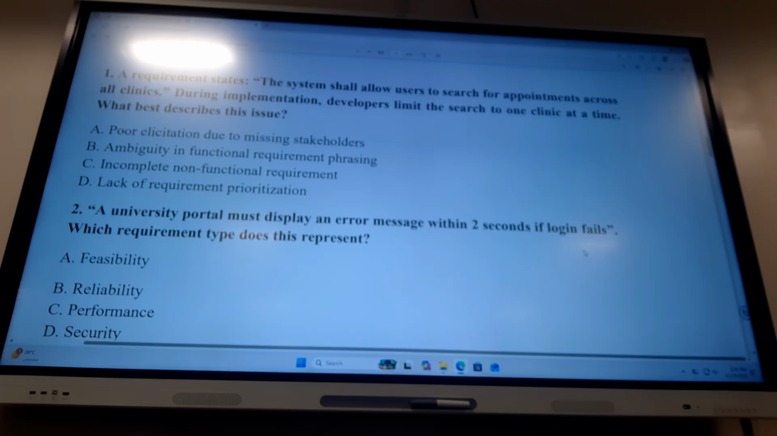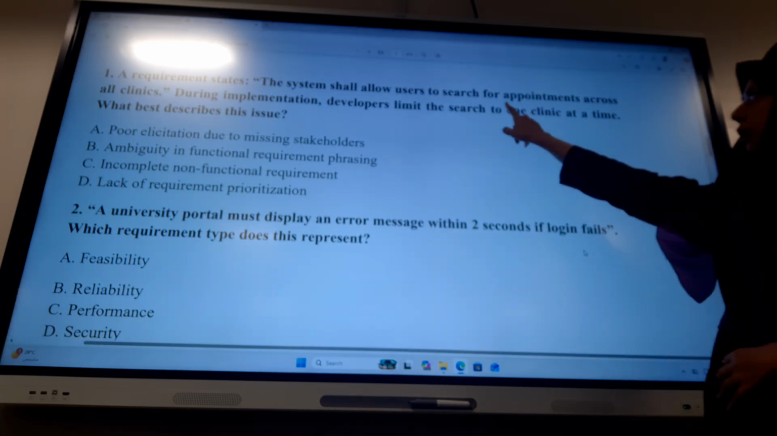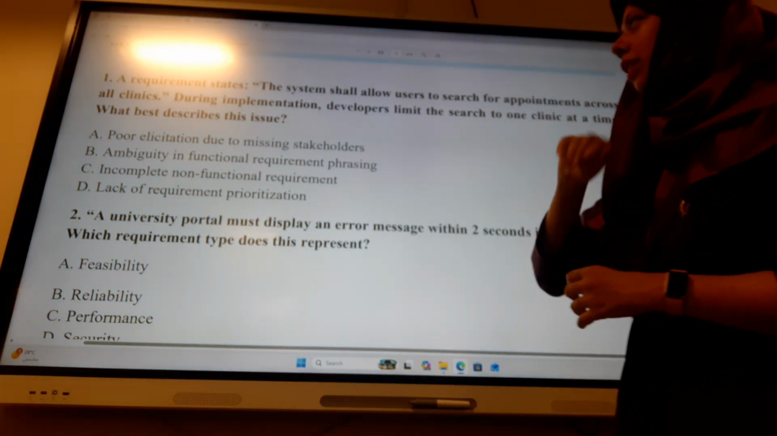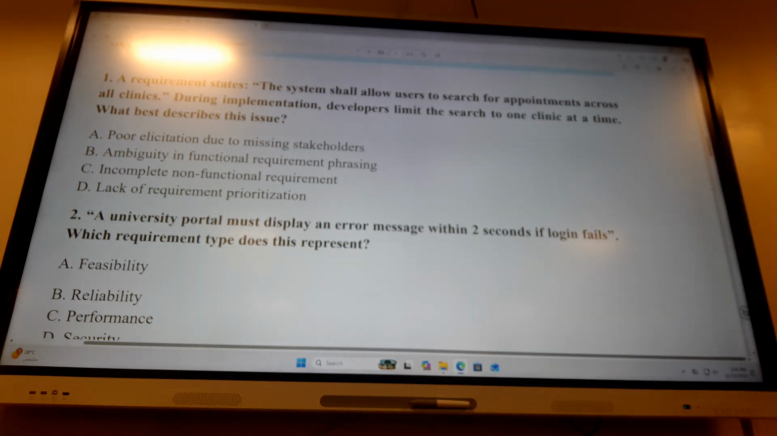Okay, so we'll start with this first question. I give you here a requirement. It says the system shall allow users to search for appointments across all clinics. While implementation, developers made the search option, but they limited this to a single clinic at a time. Which of these best describe the issue?